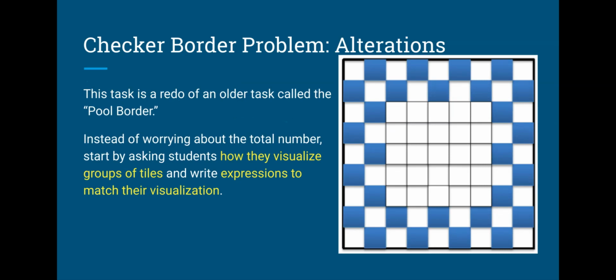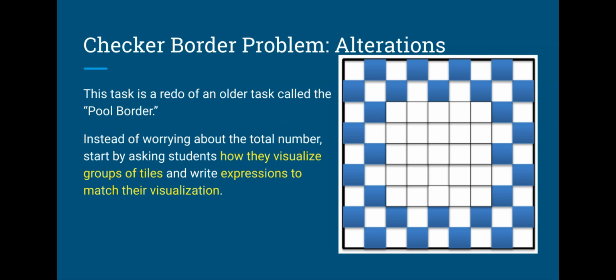The checker border task is actually a redo of an older task called the pool border. And the pool border is this really great, rich, open task. It's great for something like the 5 practices and for an inquiry-based approach. It actually comes from some NCTM materials, and the original version is much simpler, and it can be taken in many different directions depending on the level you're teaching and the needs of the students in front of you.